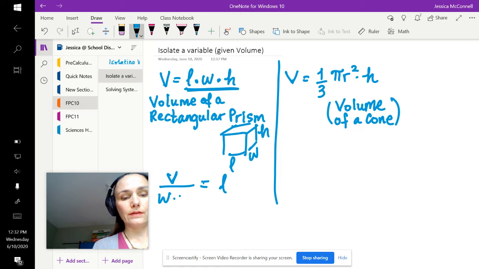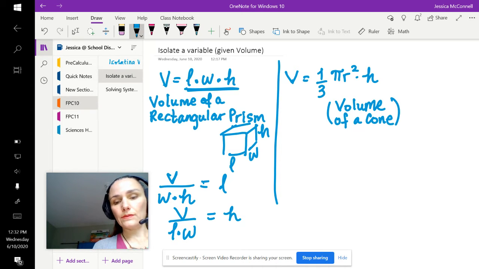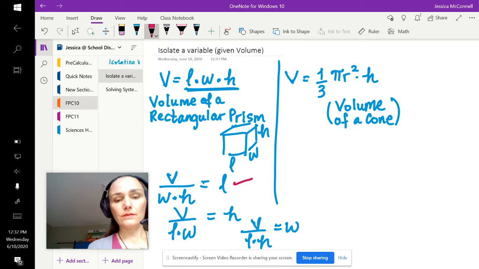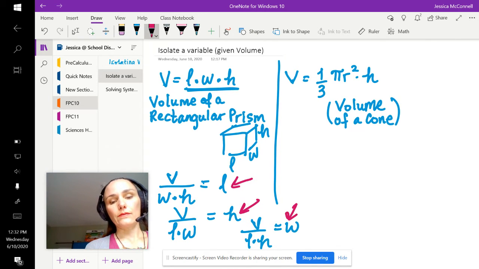If I were looking for the height, I would divide that volume by the length and the width. And the last one, if I was looking for the width, I would divide the volume by the length and the height. So those three different equations, 1, 2, and 3, are rearranged versions of the original. They're based on the original formula that you were given.